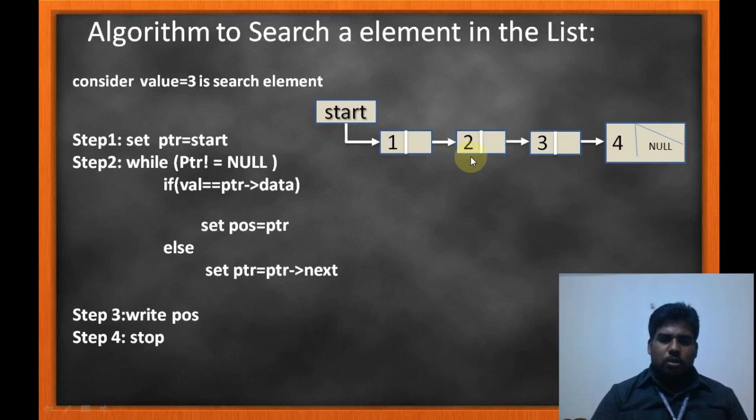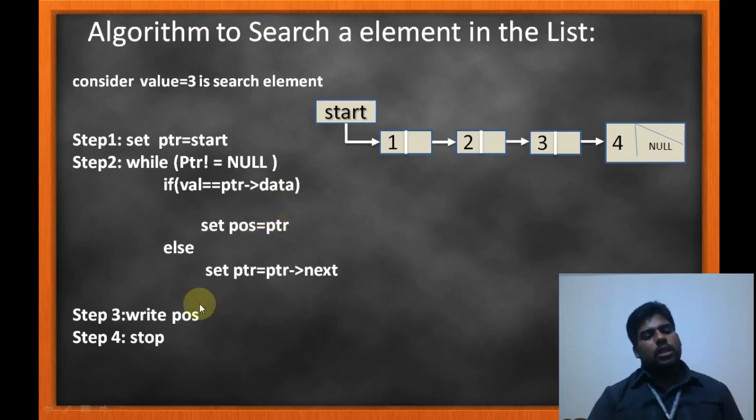So again, 3 equal to 2, condition false. So again it will go to the next node. Now 3 equal to 3. At that time the condition is true. The pointer location will be stored into the position. Then just printing the position, then start.